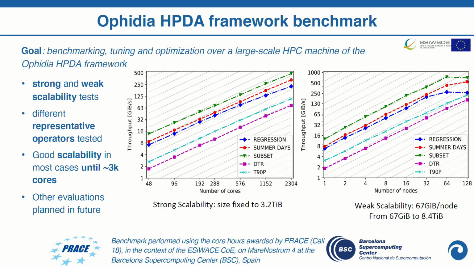We run multiple strong and weak scalability tests by using some of the most representative operators. And we noticed that until 3,000 cores, about 4 terabytes of data, scalability remains quite good. And then after that point, there's a slow decrease in the performance. We're now evaluating why this change happens, and we also plan in future, as soon as we address this issue, to run larger scale benchmarks and also try to compare the OFIDA platform with other similar solutions.